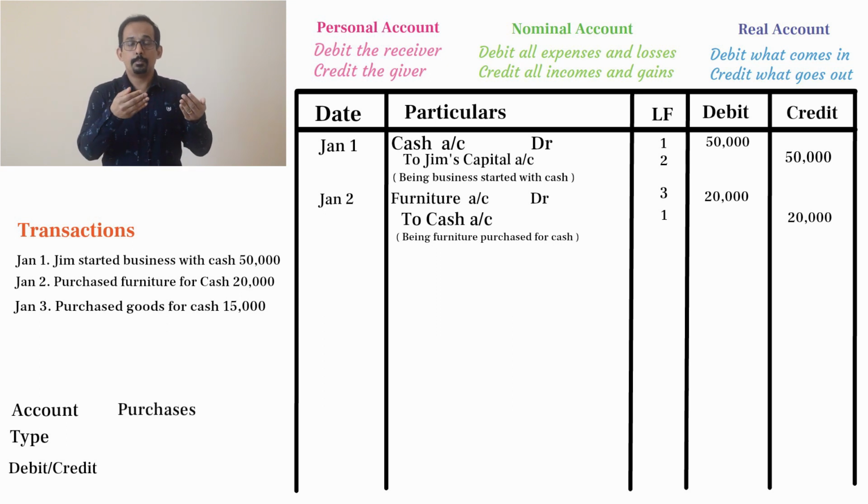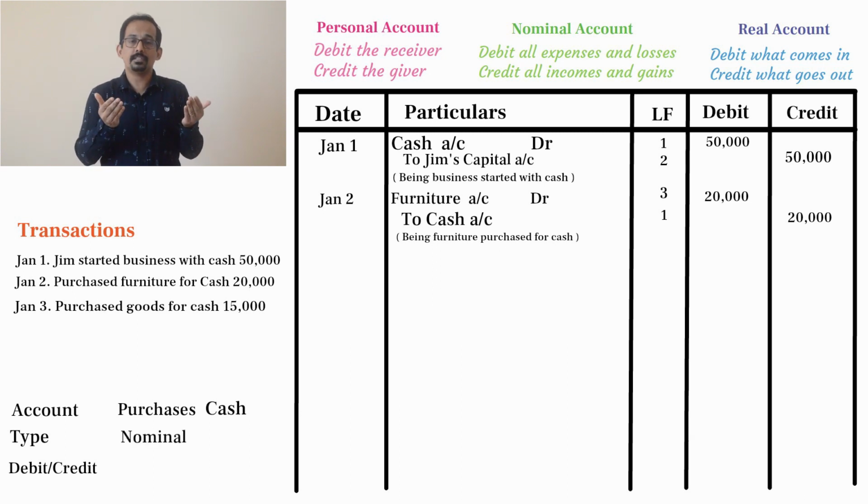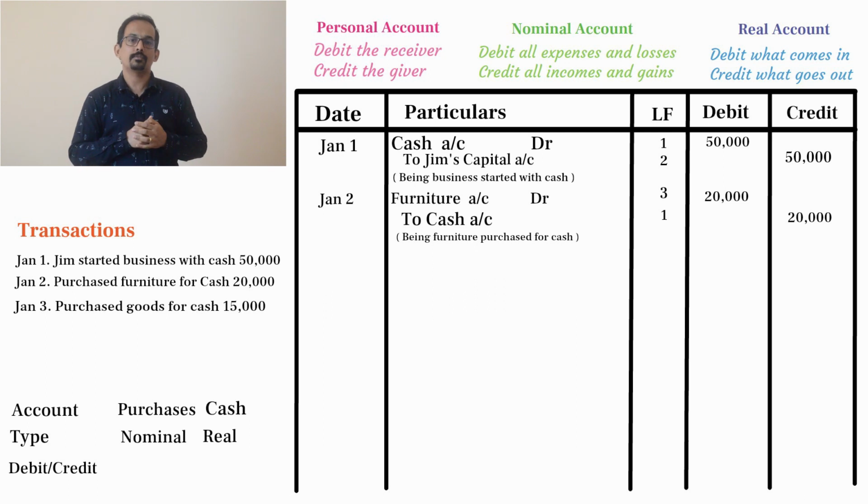So here, purchase is one account and cash is another account. Purchase is an expense which falls under the nominal account category, and cash is a material asset of the company which falls under the real account. So here there are two rules. One is that of nominal account and one is that of a real account.